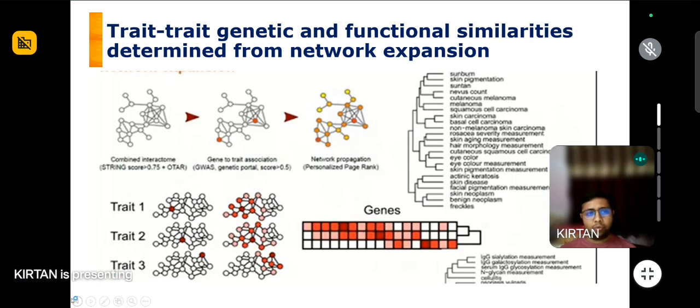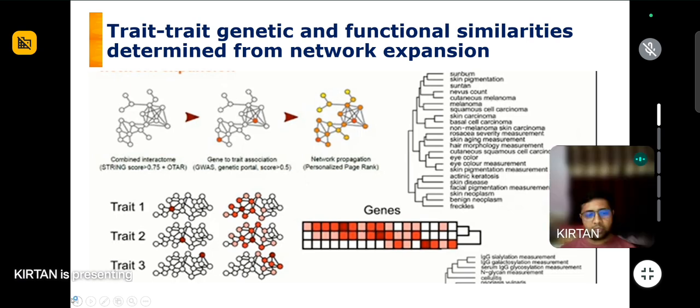bioinformatics. Now, trait-trait genetic functional similarity: when we go from the network to expansions, we see the functional level understanding. Like somewhere, trait one has one set of expression, trait two has a topic. And at the same time, we have to combine these studies for our common objective or common pathways.